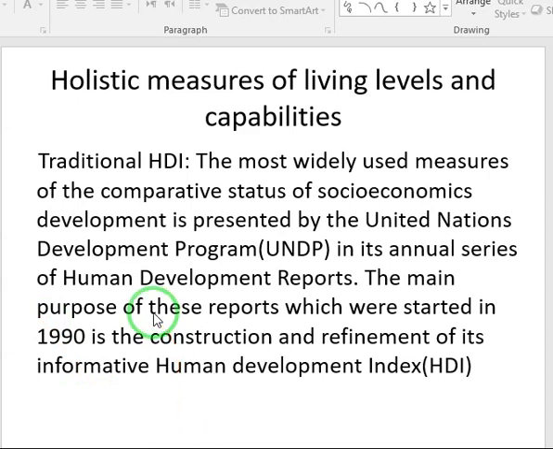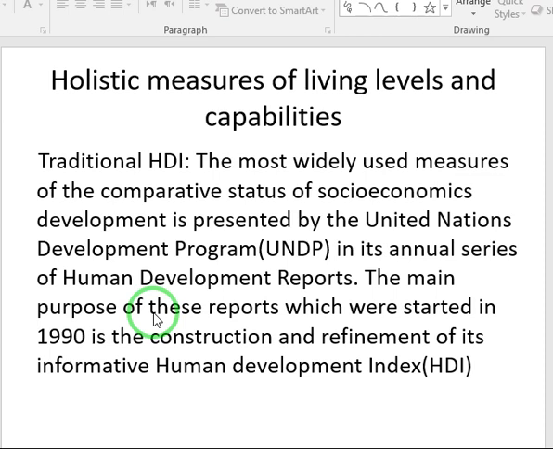Today, our topic is holistic measures of living levels and capabilities. The concept or the meaning of this topic is that we will be studying a technique or a tool which combines the previous three basic indicators of development like income, health, and education.